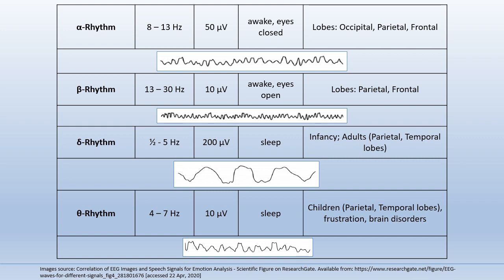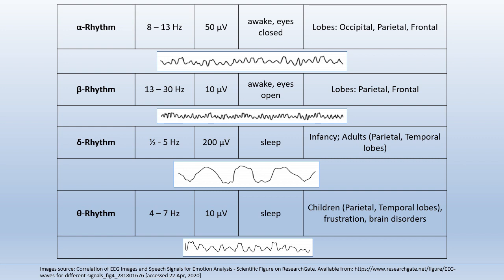Then we have the beta rhythm. Its frequency is about 13 to 30 Hertz or cycles per second. Voltage is 10 microvolts, and this is recorded in a person who is awake, who is alert, with eyes open. Best recorded on the parietal and the frontal lobes. The wave pattern is given below.